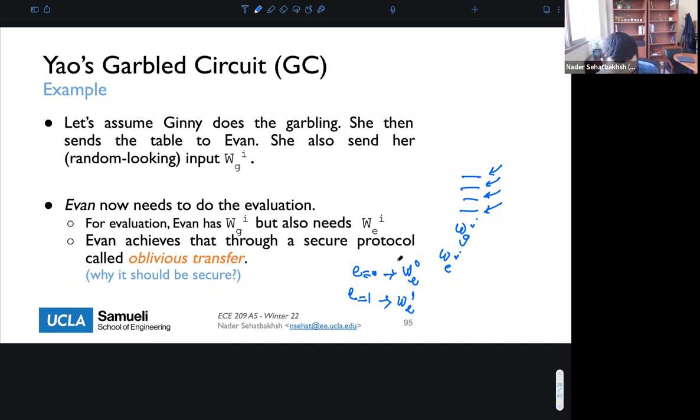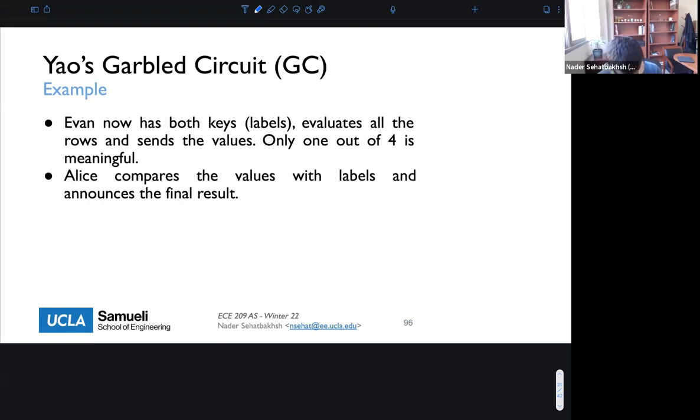How do we do that? We already now know how we do that. We use OT. So this basically becomes M1, and this becomes M2. We do OT, and after this process, Evan either gets WE0 or WE1, right? So that's the process that we do. And now what Evan has is WGI and WEI, where I basically depends on what the inputs are. And also he has access to 4 labels, right?